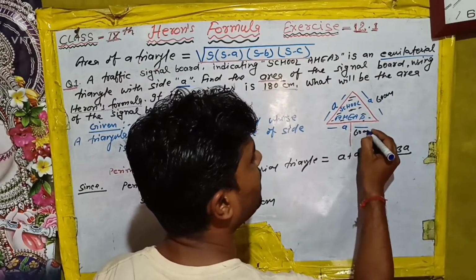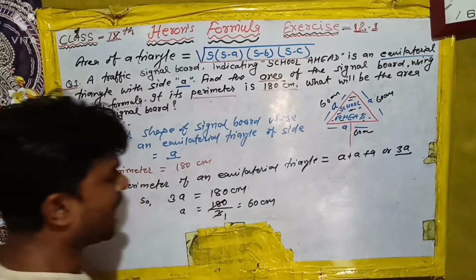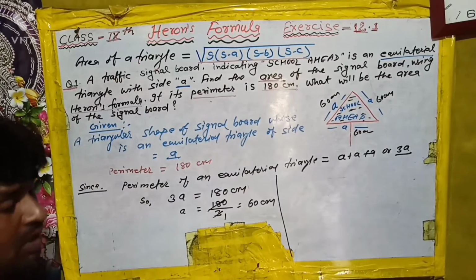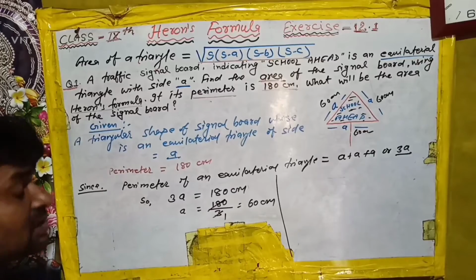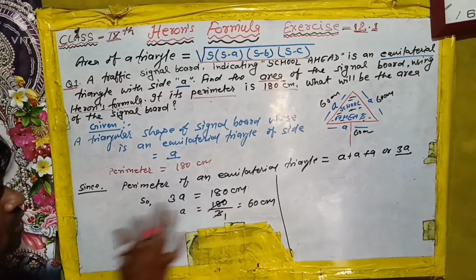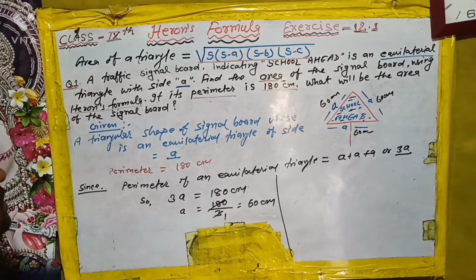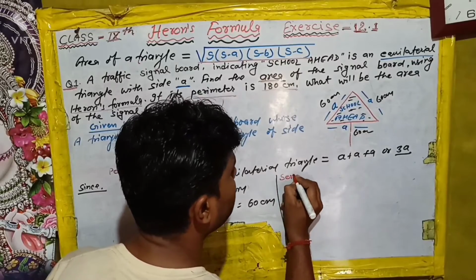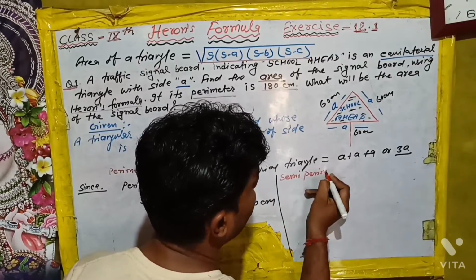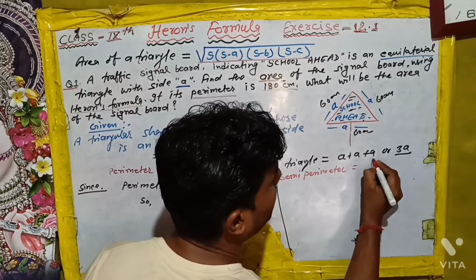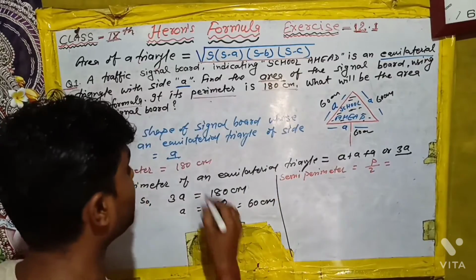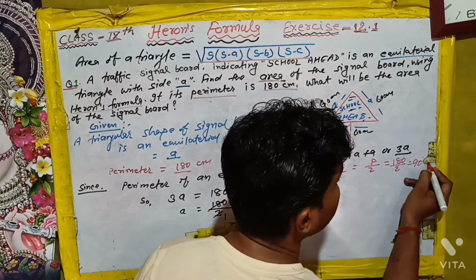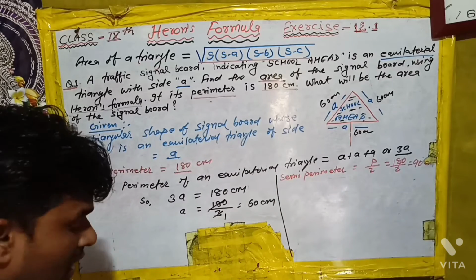Now that we know the side of the triangle, we can find its semi-perimeter. Semi-perimeter means perimeter by 2. The perimeter is 180, so 180 by 2 is 90 centimeters. We have got the semi-perimeter.